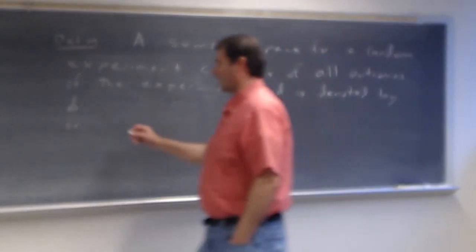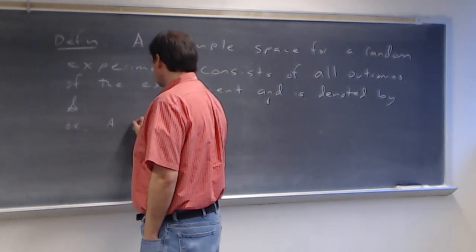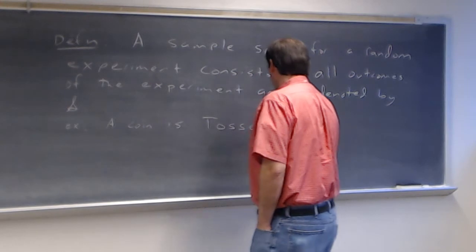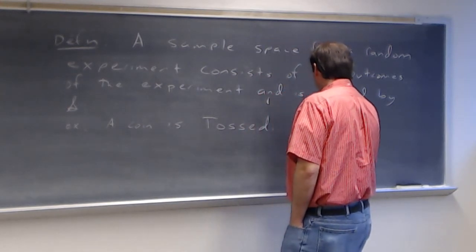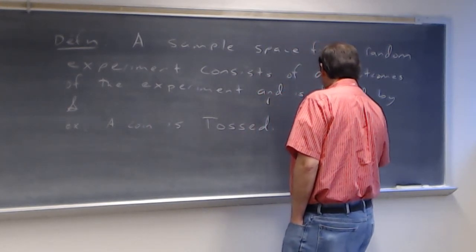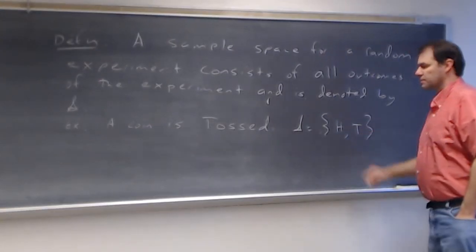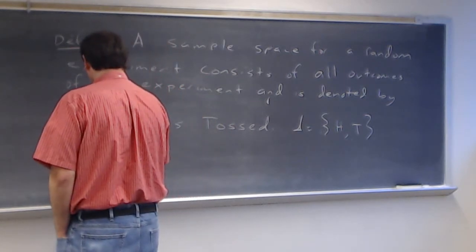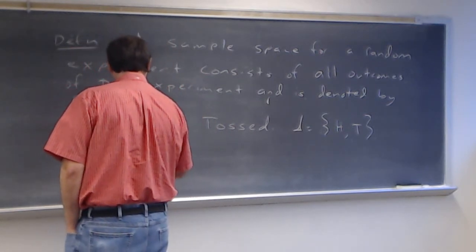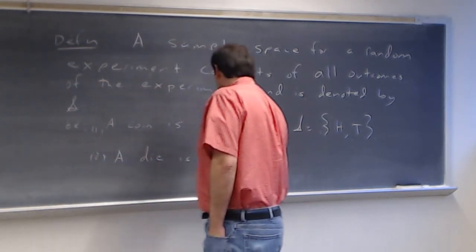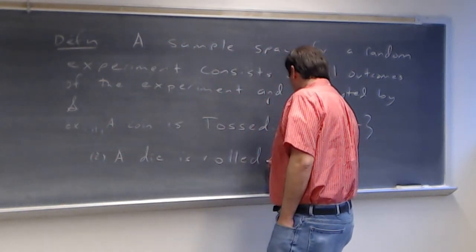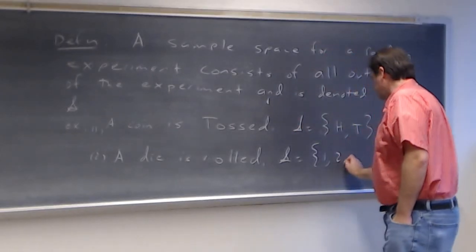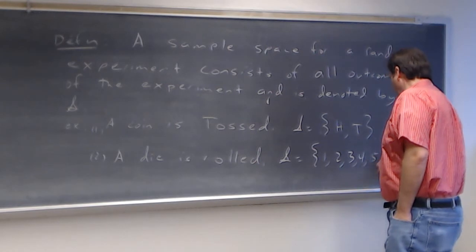So as an example, we could have a coin is tossed, and then the sample space would be equal to heads or tails. So those are the only 2 possible outcomes you can get. And so here, you could have a die is rolled, and here the sample space would be consisting of the numbers 1, 2, 3, 4, 5, and 6.